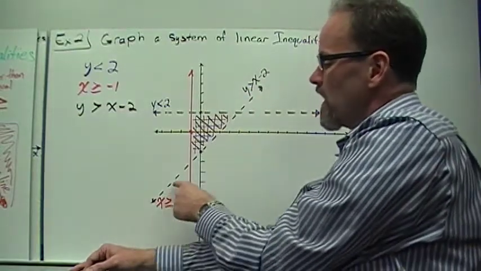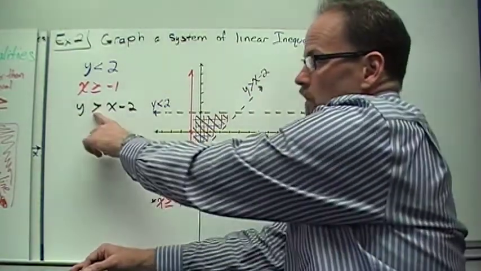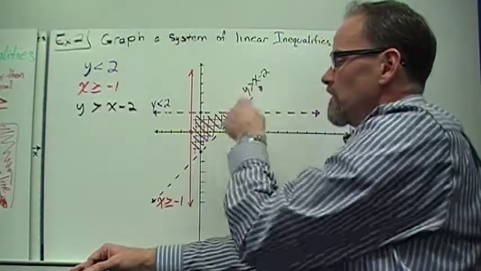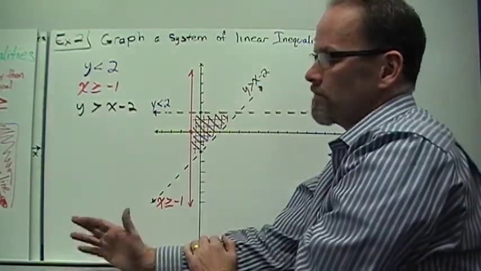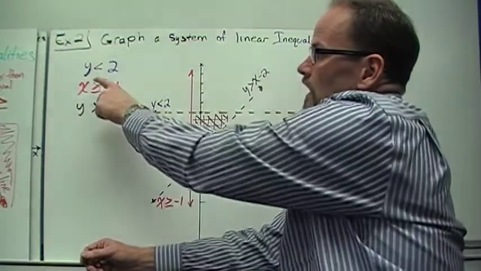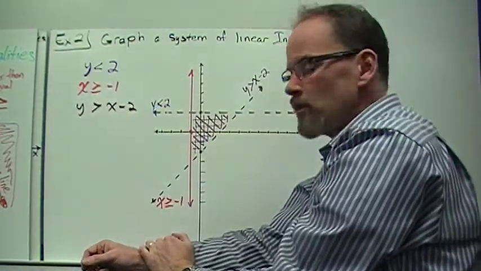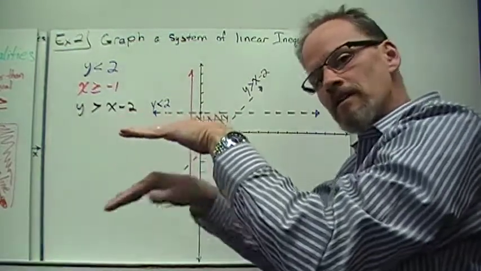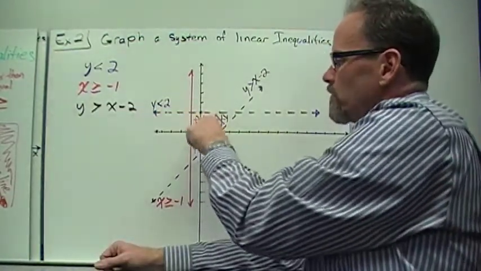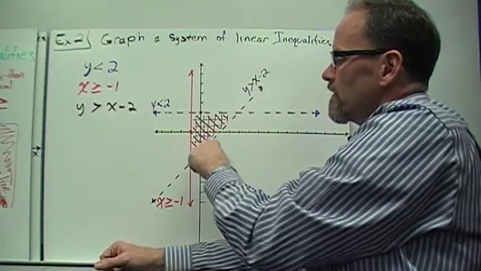And notice that this line is dotted. No equal sign, that's dotted, it's not solid. Now I do my shading. When I look at my shading here, this says that y is everything less than 2. That means it's got to be below the line. So I have a little bit of purple going on in here.